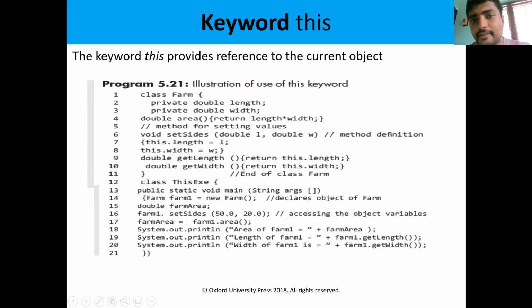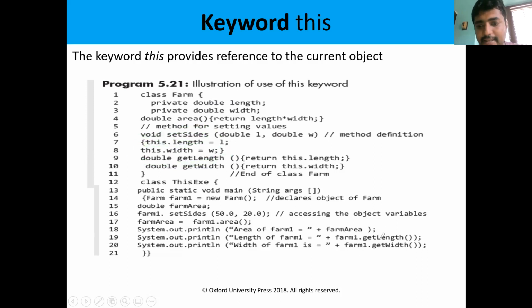So the keyword this. This is the keyword which is used to tell the compiler that. Let us see an example. This dot length equal to L. It means we are referring to the current variable. This dot length, this dot width equal to W. So we are referring to the current set size method. To represent that, we can use the this keyword.